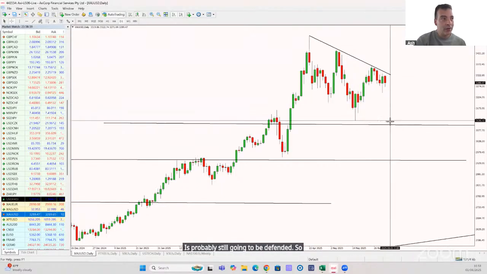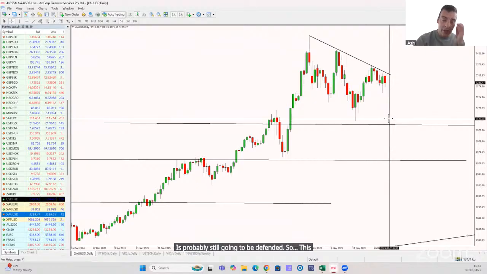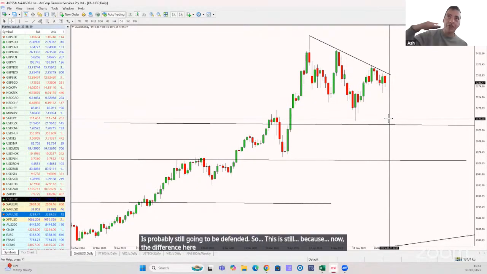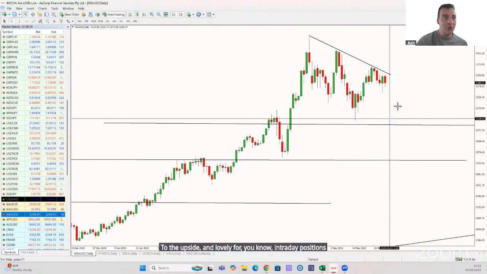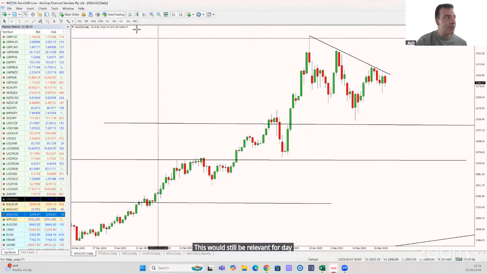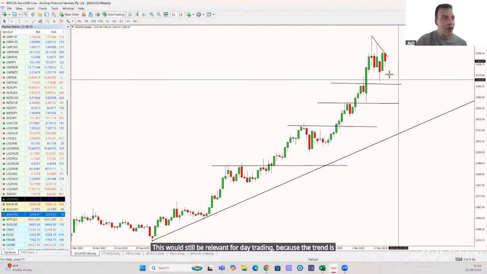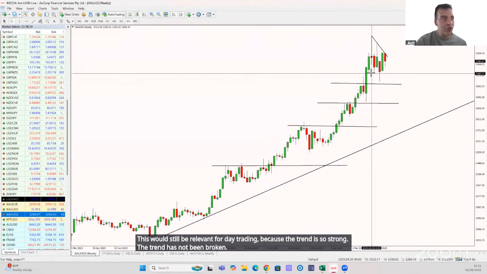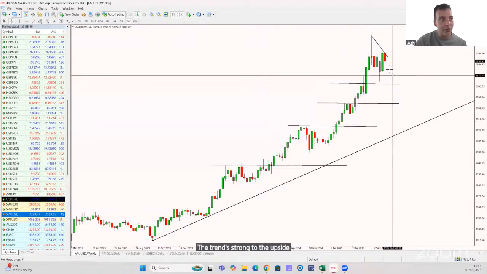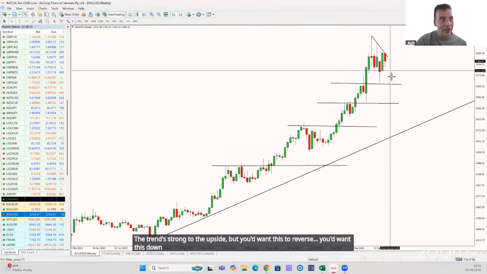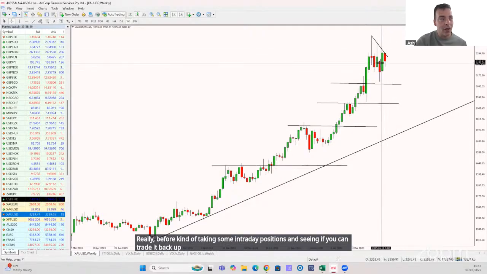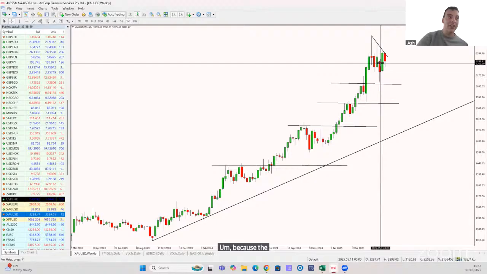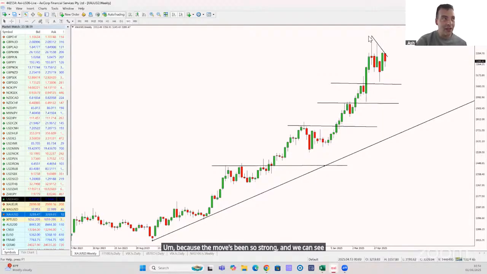So this is still, because now the difference here is, even though we see that trend in gold to the upside and lovely for intraday positions and day trading, this would still be relevant for day trading because the trend is so strong. The trend has not been broken. The trend's strong to the upside, but you'd want this to revert. You'd want this down here, really, before taking some intraday positions and seeing if you can trade it back up again. Because the move's been so strong, and we can see there are sellers here.